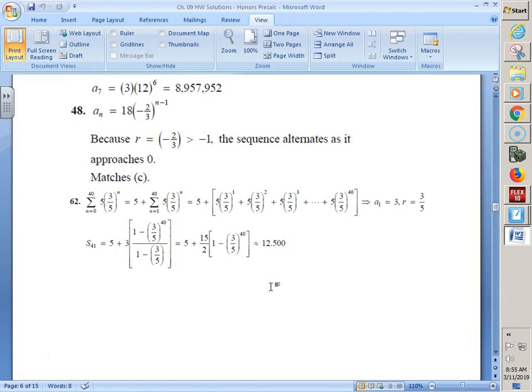Now, some of you were a little bit confused when you went to plug in. They plugged in a weird way. When they started writing it out, they were like 5 plus 5 times 3/5 to the 1, 5 times 3/5 to the 2, 5 times 3/5 to the 3.